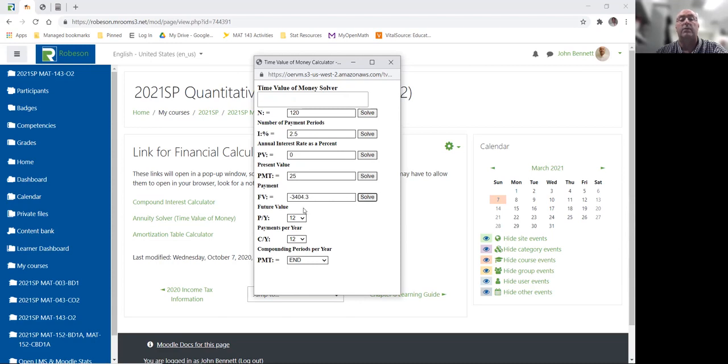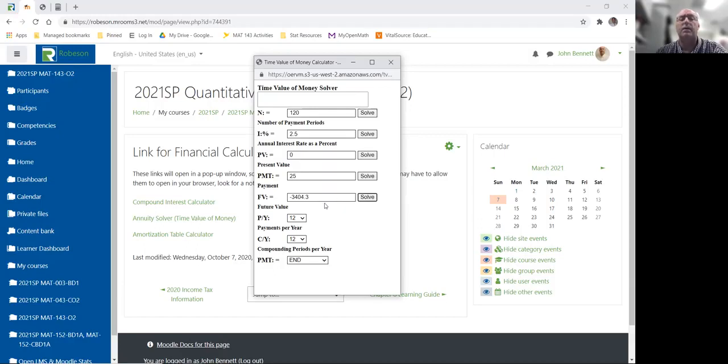So we click solve. And you notice that it gives us $3,404.30. Don't worry about the fact that it's negative. The calculator uses the negatives in various combinations along the present value, payment, and future values. I'm going to mention that in one example in just a minute. But for the most part, you don't have to worry about whether it comes up negative or not.